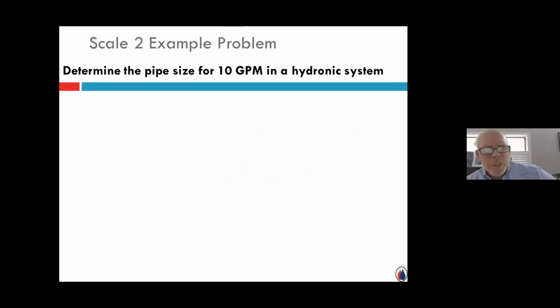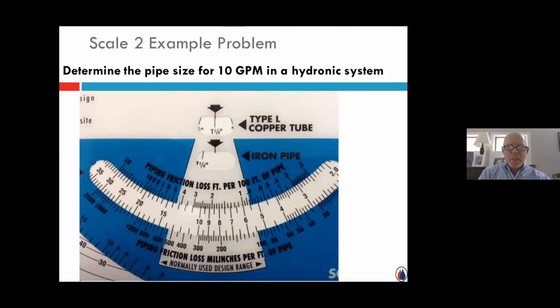So determine the pipe size for 10 gallons a minute in a hydronic system. Let's say I'm going to use type L copper and I'm looking for 10 GPM. What's happening is as I manipulate this wheel, the first size pipe that I come across where this 10 falls somewhere in this triangle is 1.25 inch copper. And then what I do is I find the 10 GPM and I just read straight up.